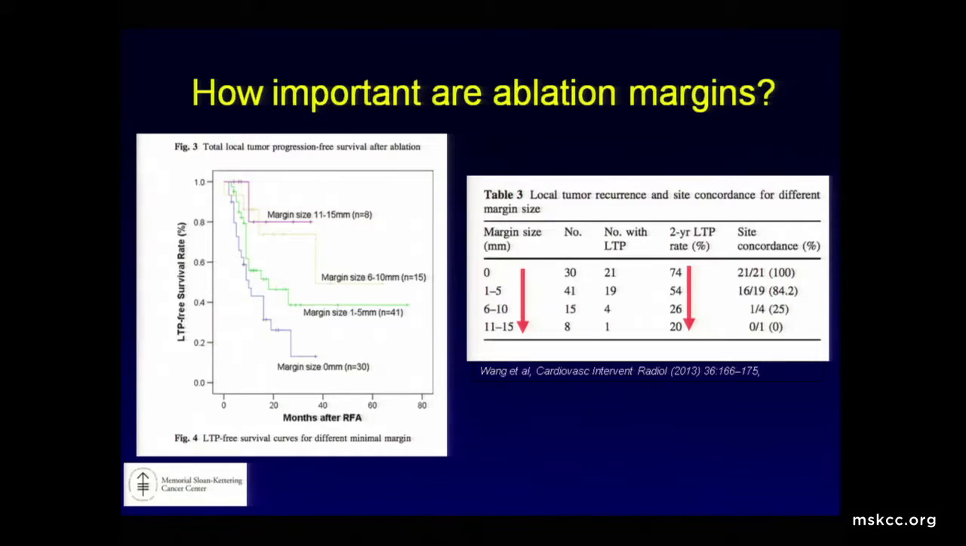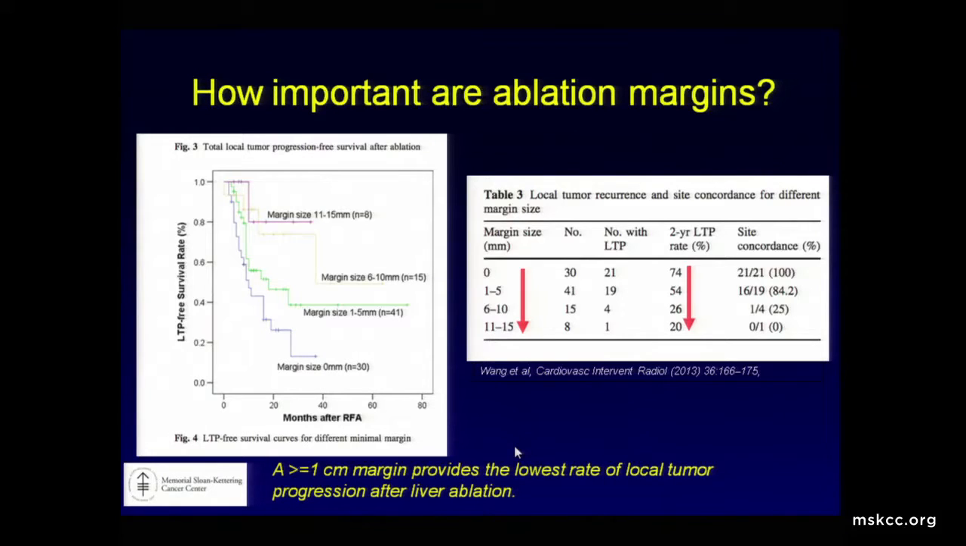And you can just see the kind of broad stratification of these Kaplan-Meier curves for different margin sizes. So a greater than 1 centimeter margin provides the lowest rate of local tumor progression after a liver ablation, and this is very concordant with what they see in the surgical literature.